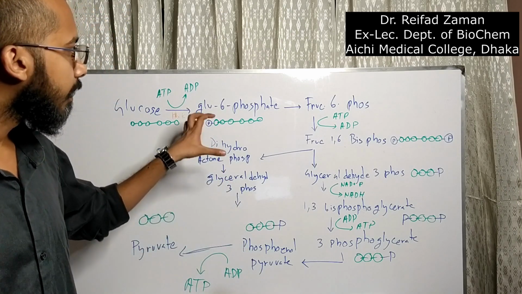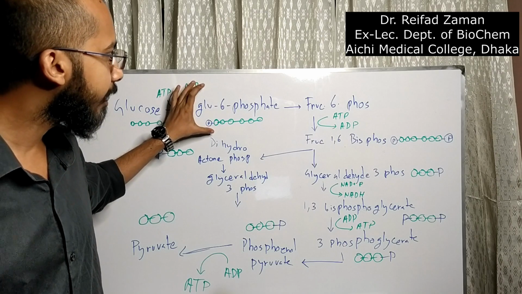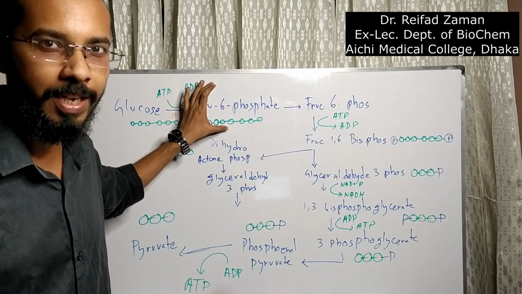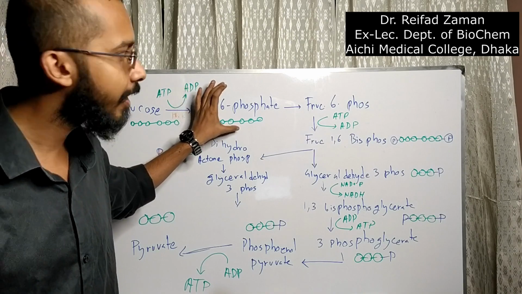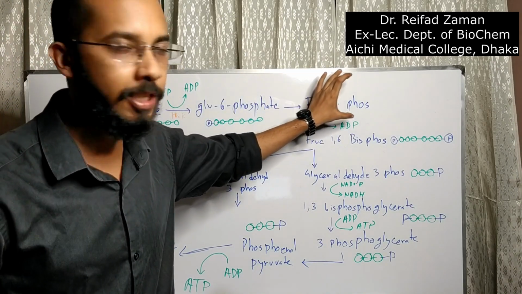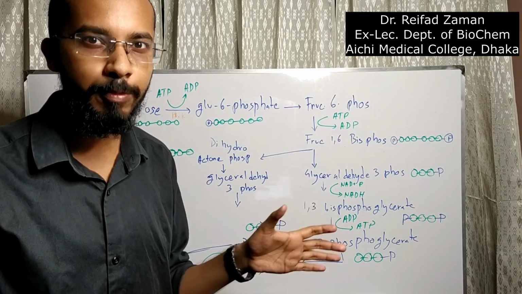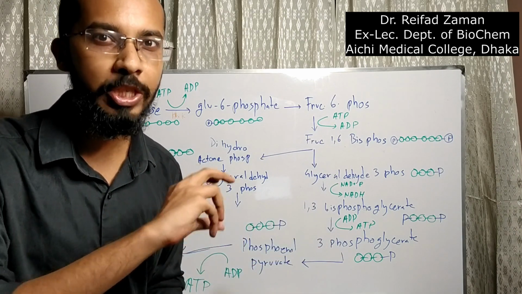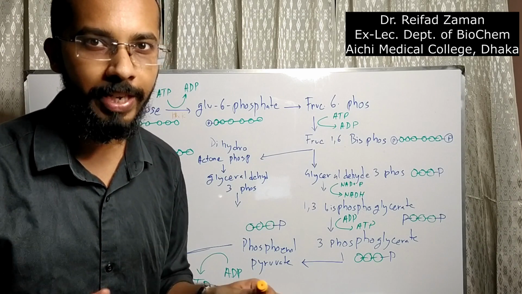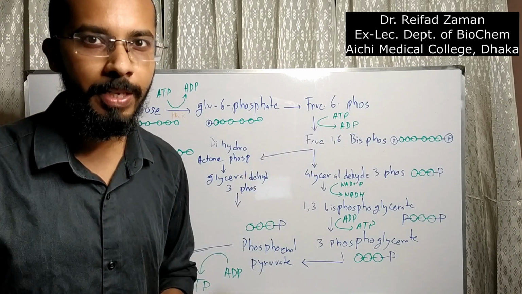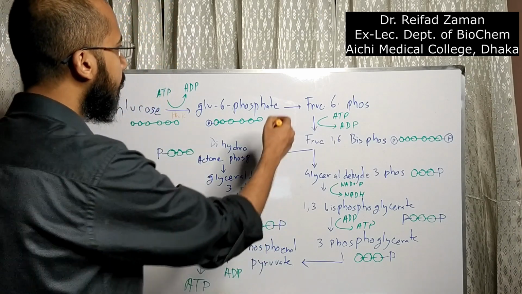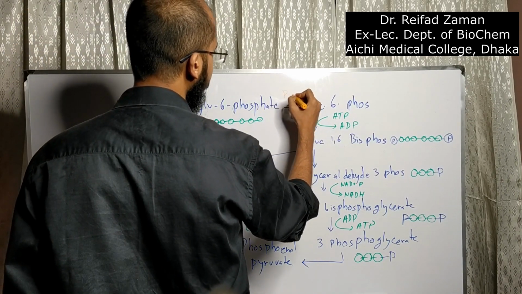Next. Now, this phosphorylated glucose changes its shape, or becomes an isomer of itself, and becomes fructose 6-phosphate. Understand, nothing has been added, only the phosphorylated glucose has been isomerized. That's why the name of this enzyme is phosphoglucose isomerase. So, PGI.